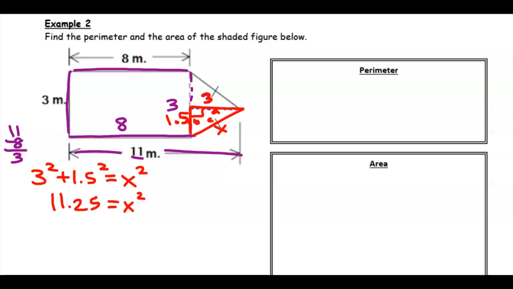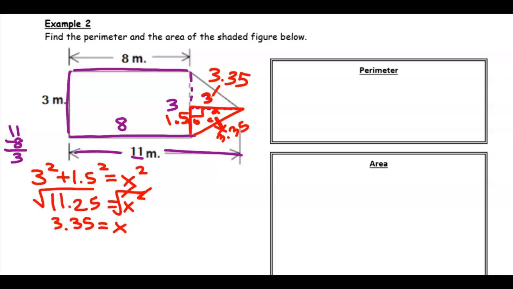Last step, what do I have to do to get rid of that square? Square root. Don't forget the square root step, right? So what is the square root of 11.25? So I got 3.35 equals x. Now, I know that's a little bit of extra work, but you have to use Pythagorean if you're missing a side of a triangle. Okay, so this one tick mark is 3.35. This one tick mark is 3.35.